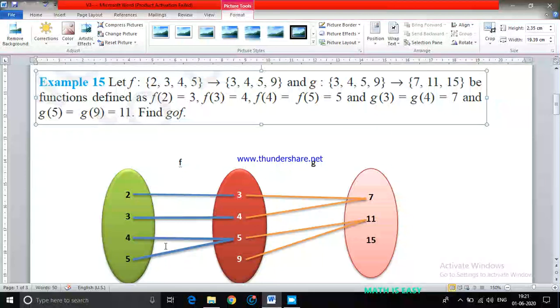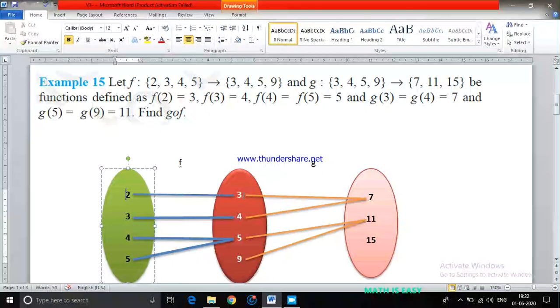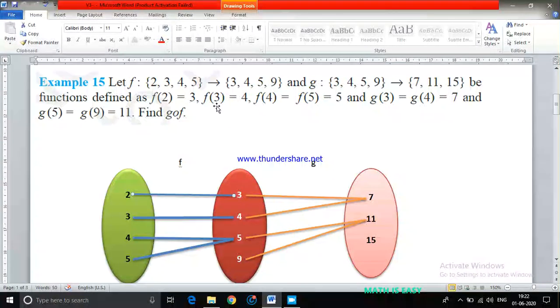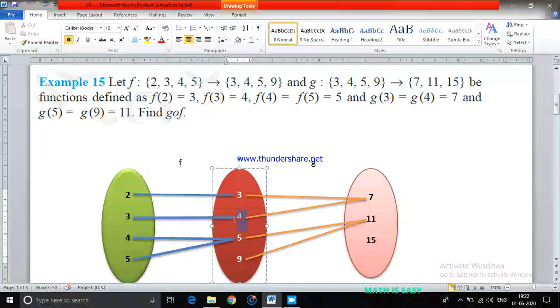Okay, so what it says, f of 2 is 3. So 2 is mapping to 3. This is the line: 2 is mapping to 3. Then f of 3 equals 4. Here f is a function from this set to this set. So f of 3 equals 4 means 3 is mapping under the function to 4.